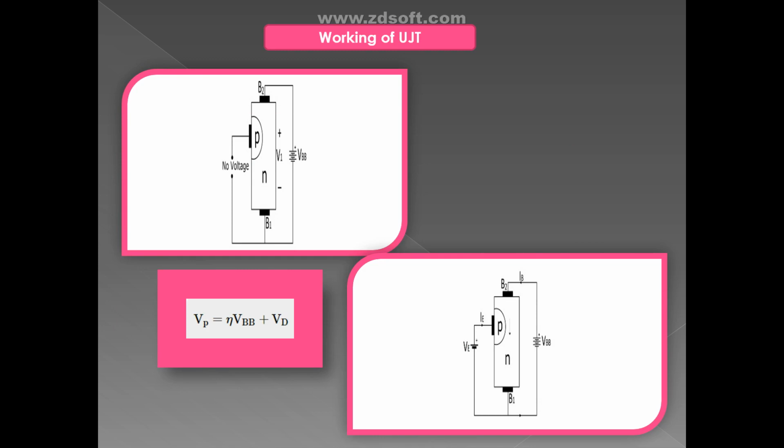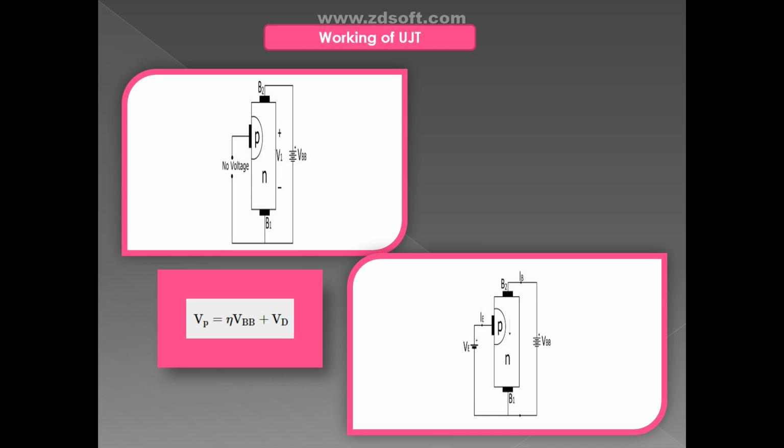UJT operation. The voltages VBB and VEE are connected with the equivalent circuit of UJT. The emitter diode is reverse biased by the voltage drop across the resistance RB1 and its own barrier potential, that is VD. The total reverse bias voltage across the diode is equal to the sum of eta VBB and VD. If the emitter voltage is below the total reverse bias voltage, the diode remains reverse biased and there is no emitter current.